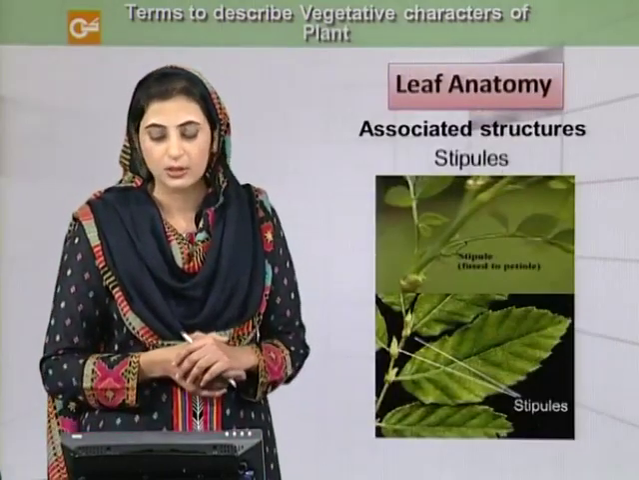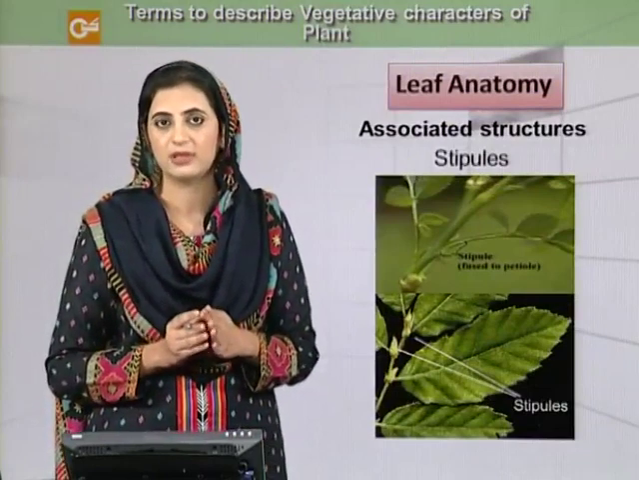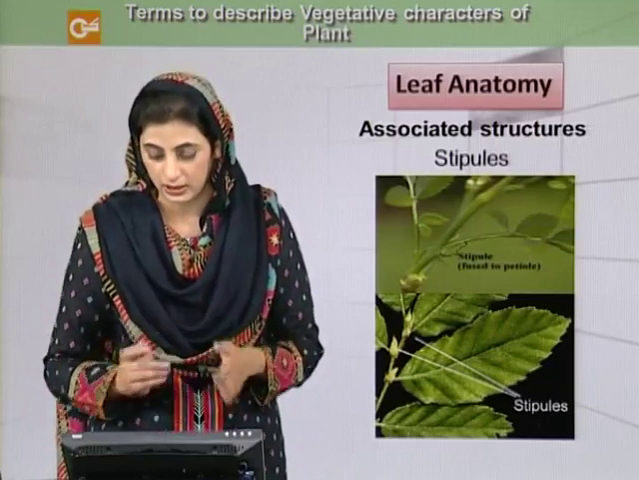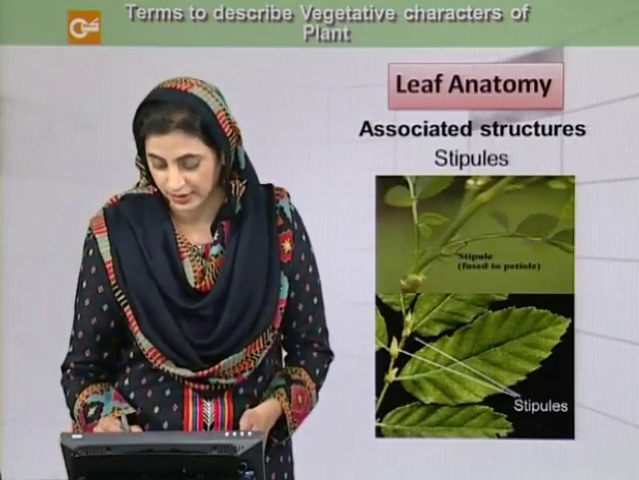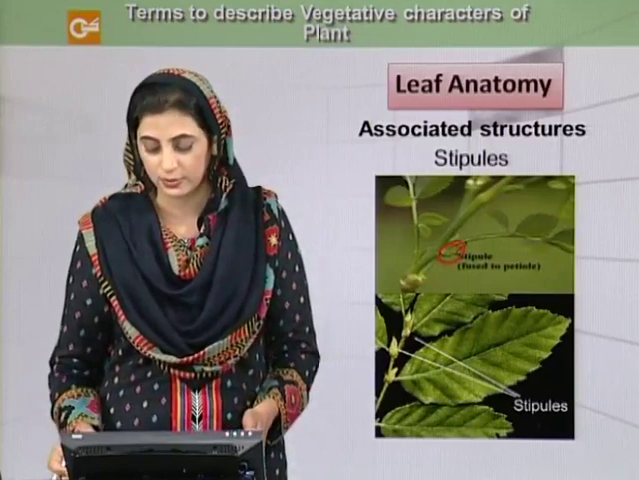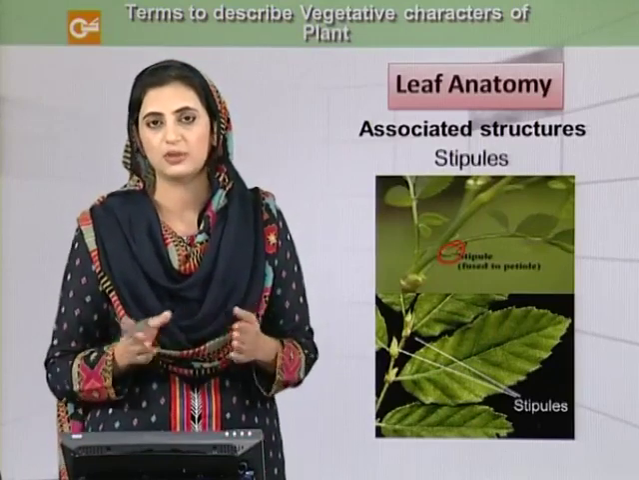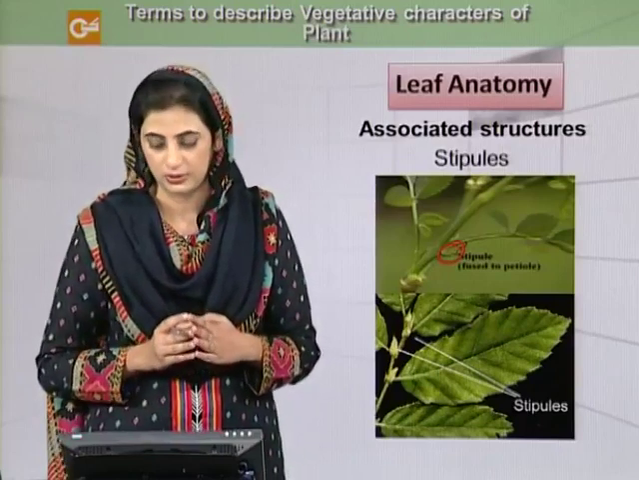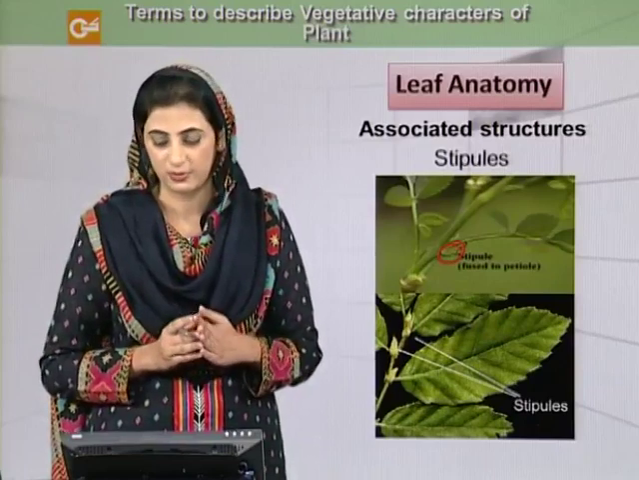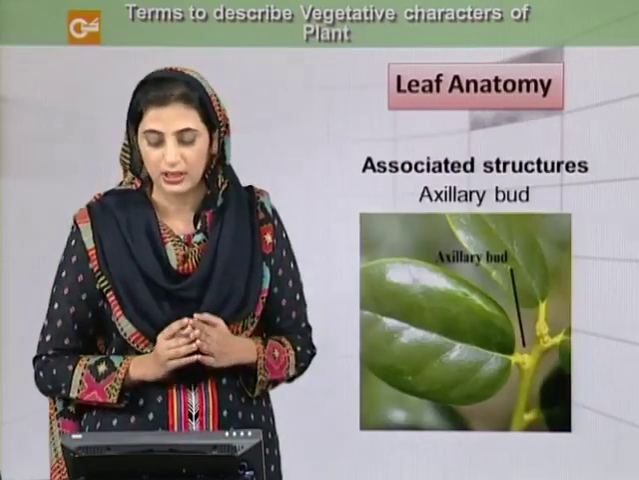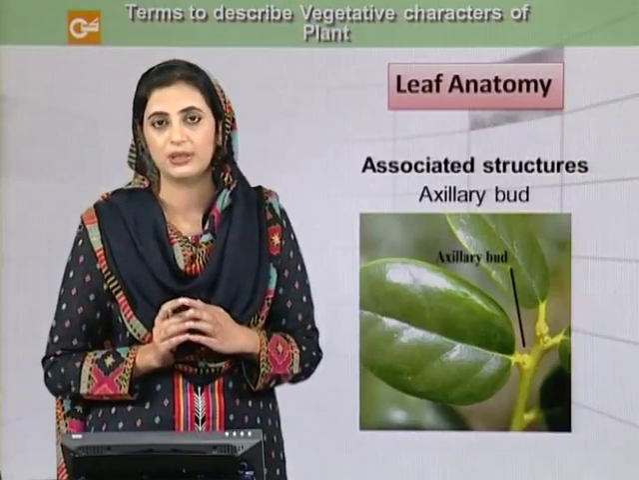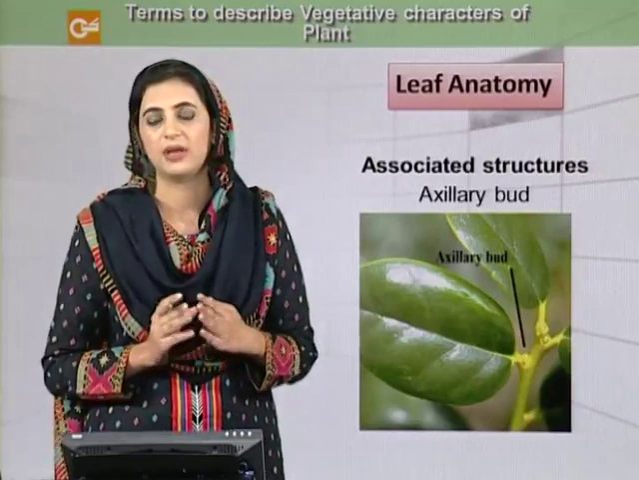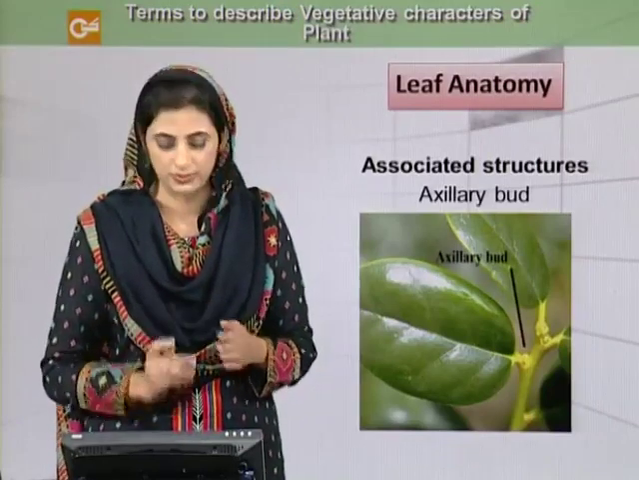So to explain leaf anatomy, we have certain associative structures like stipules, and they are present near to petiole. Here it is fused to petiole, and its function is not clear, but it is known that it protects the developing leaf. So the function of stipule is that of protection. And then we have an axillary bud present near the leaf, called lateral bud here, and it may give rise to flower or shoot.